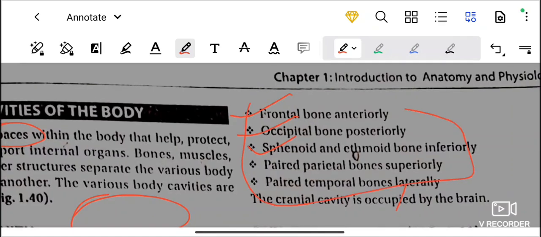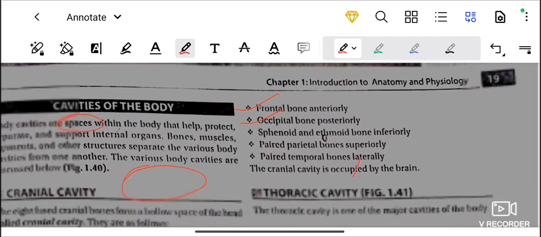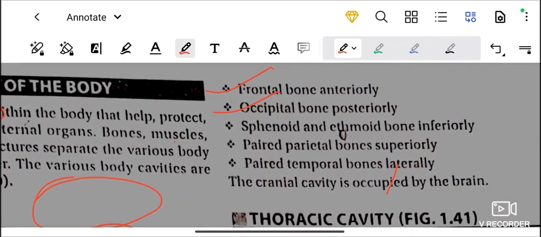These bones were explained in the last section on the skeletal system. In that part, we discussed the frontal bone, occipital bone, sphenoid and ethmoid bones, and the paired parietal and temporal bones. The cranial cavity is occupied by the brain.